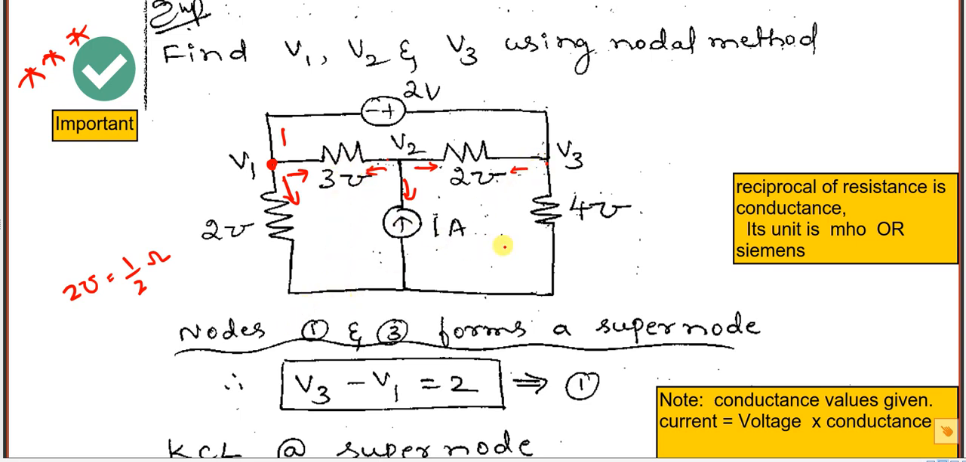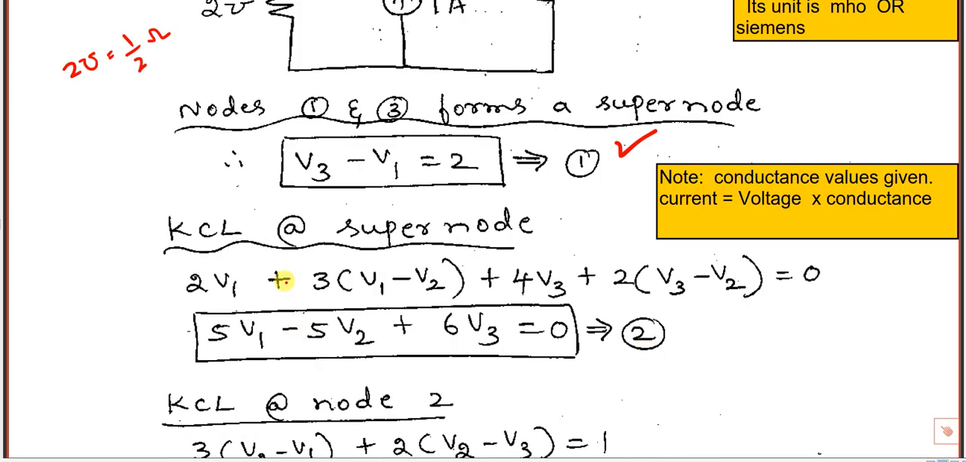So the solution is to form a super node by combining these two. If an ideal voltage source is present between two nodes, I can combine those two nodes to form a super node and directly write one equation. The plus is towards V3, so V3 minus V1 is equal to 2 volts. That is equation number 1.